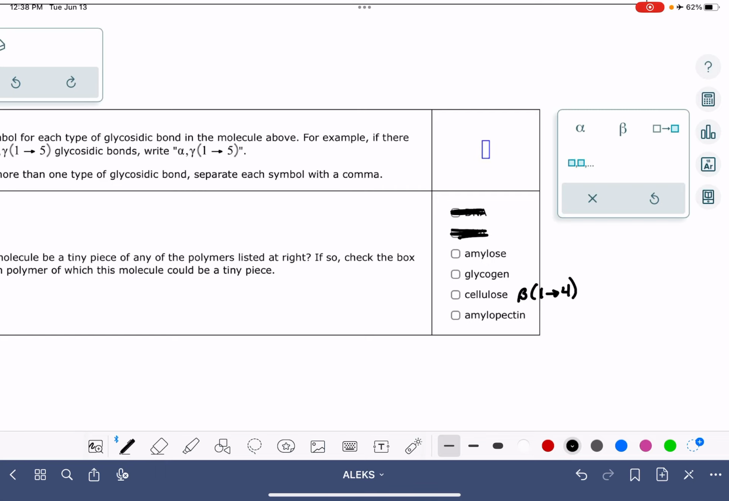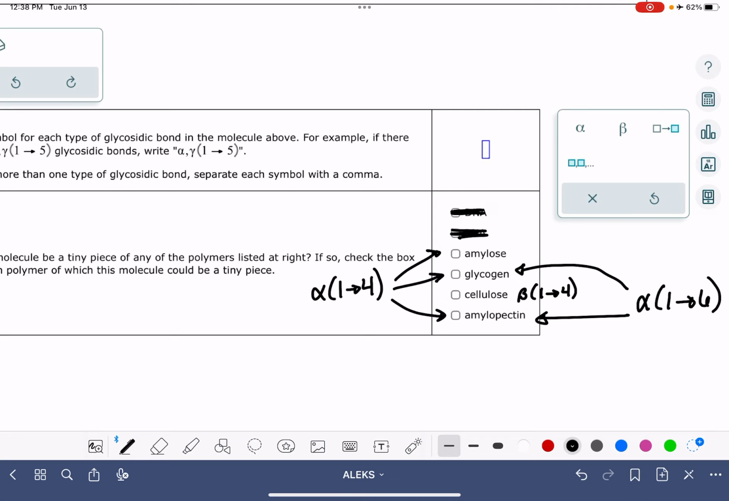Amylose, glycogen, and amylopectin all contain alpha-1,4 glycosidic bonds. They will all have that. The amylopectin and glycogen, so these two, will also contain alpha-1,6 glycosidic bonds. So if you have something that has only beta-1,4 bonds, you know that it is cellulose.